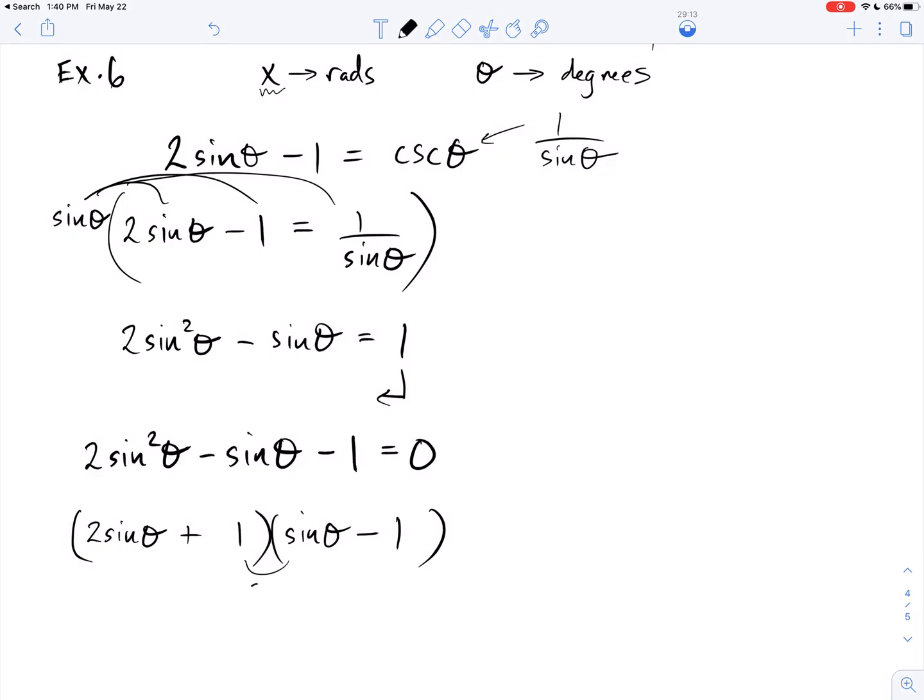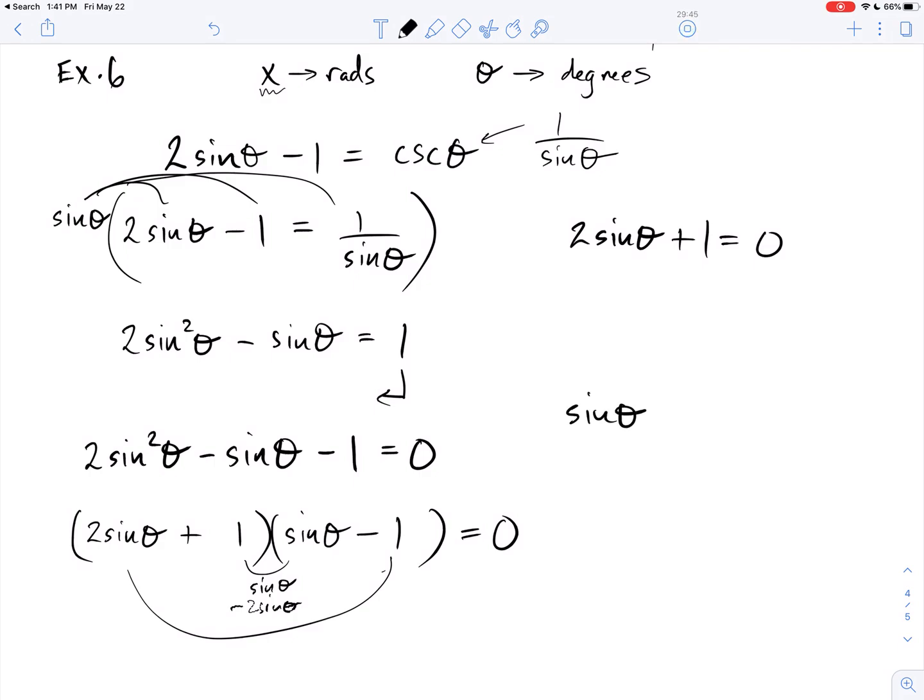That would give me 1 sine theta, sorry. That would give me a negative 2 sine theta. What's happening with my pen? That's a negative sine theta. That is exactly what I wanted. So guess what? This is how this thing factors. It factors like this. So you set 2 sine theta plus 1 equal to 0, and you solve for it. Then you take sine theta minus 1, set it equal to 0, and you solve for it.